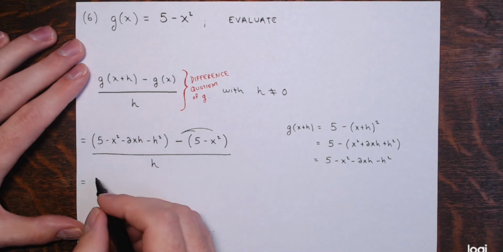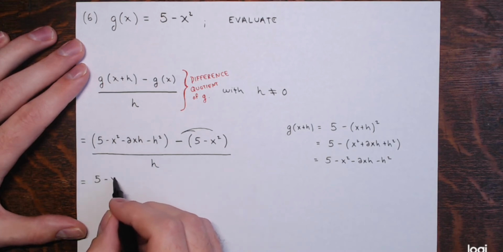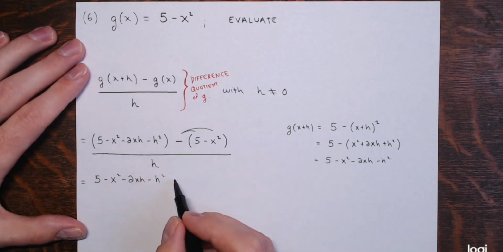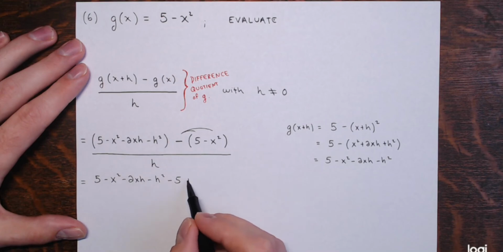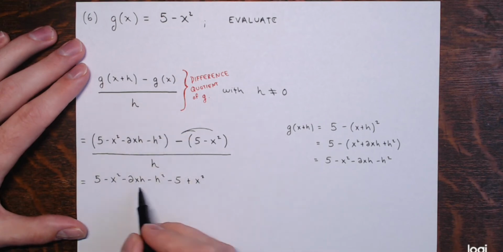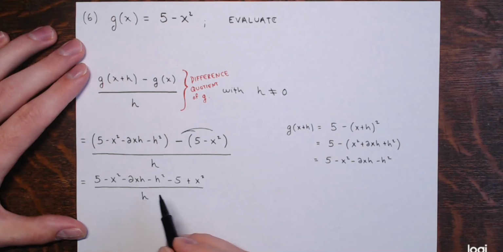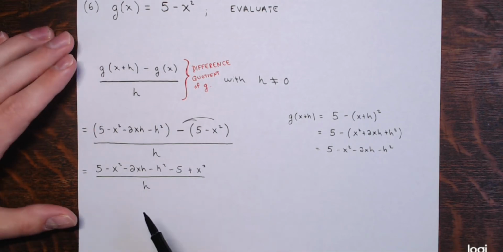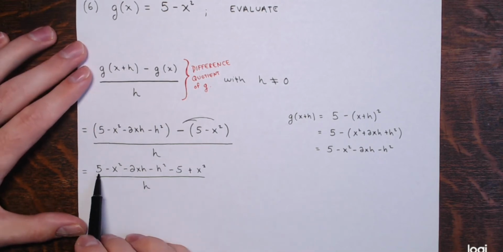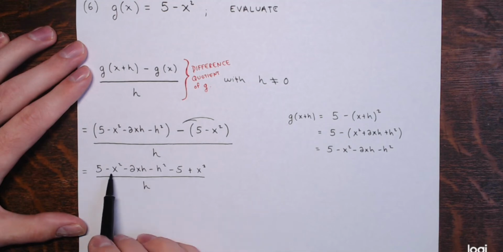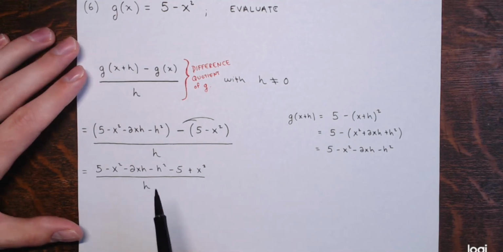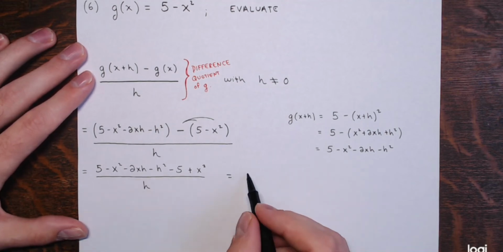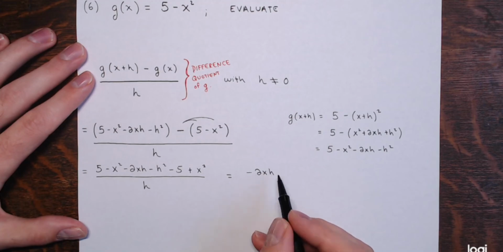So we have 5 minus x squared minus 2xh minus h squared in the numerator, and then minus 5 plus x squared, after subtracting the g of x. And then all this divided by h. Something nice happens here in this difference quotient, or at least it should with a polynomial anyway. I have 5 here minus 5 there. Those are gone. Negative x squared here plus x squared there. Those are gone. So all I'm left with in the numerator are terms that have h. You'd have negative 2xh minus h squared.